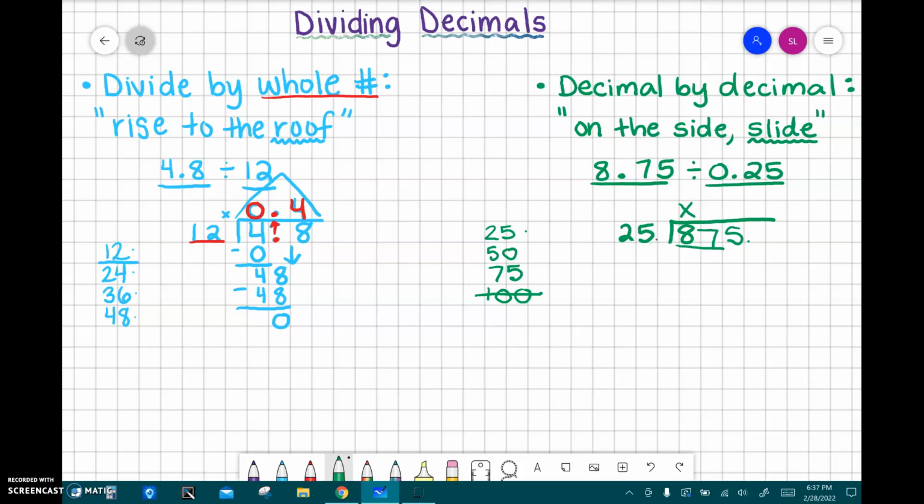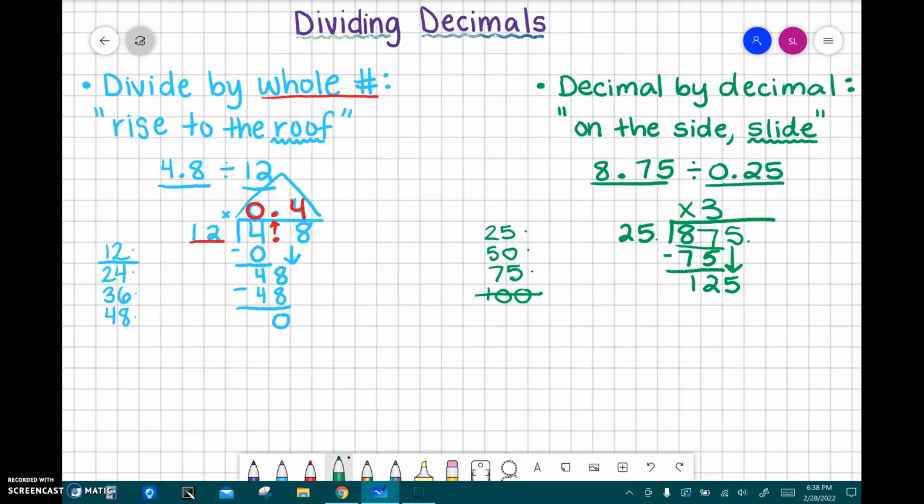So that means I have 1, 2, 3 groups that can go in, and I write it above my 7. So 25 times 3, or 3 quarters, would be 75. I'm going to subtract. 7 minus 5 gives me 2. 8 minus 7 gives me 1. Then I have to bring down my last number.